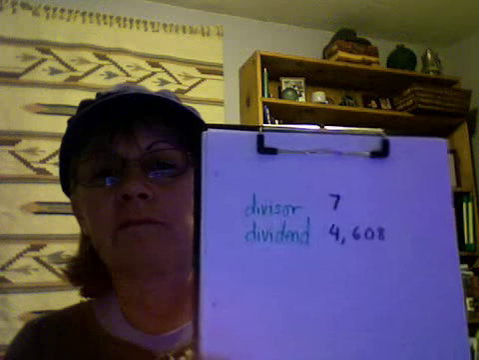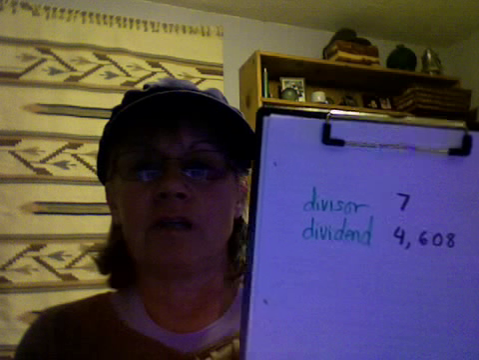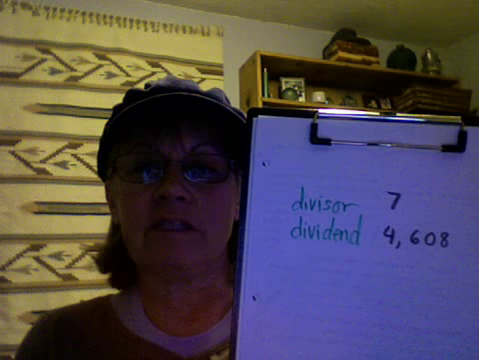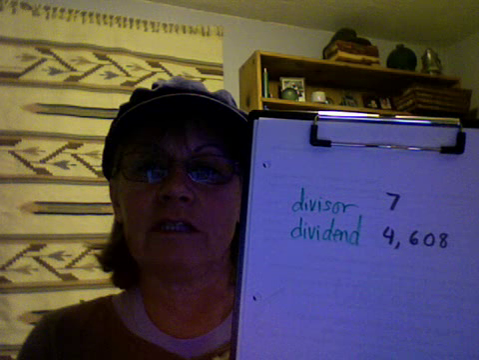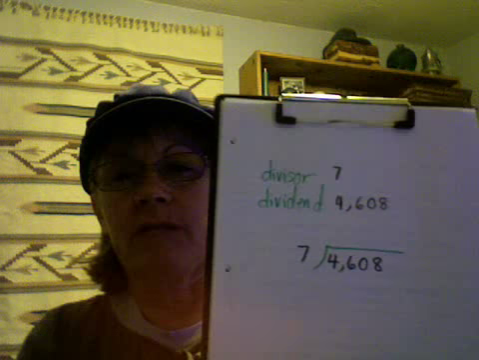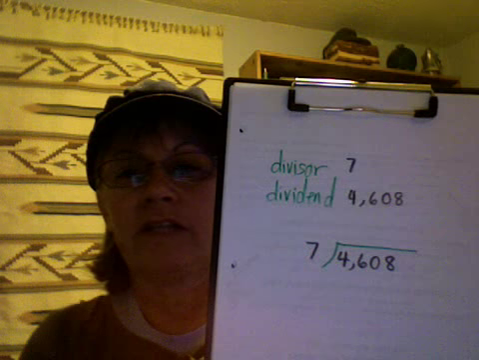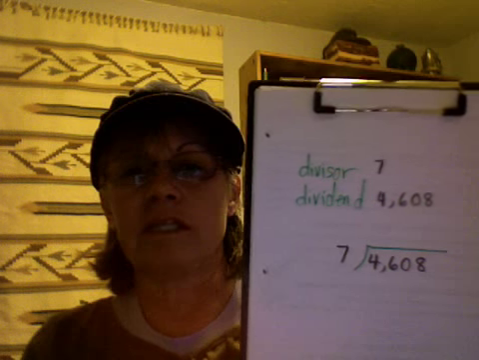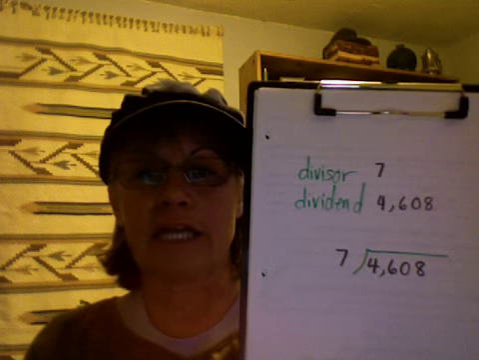The next problem will use the divisor of 7 and dividend 4,608. As you get ready to solve this problem, it should look like this. How many 7s are there in 4,608? Just like this.